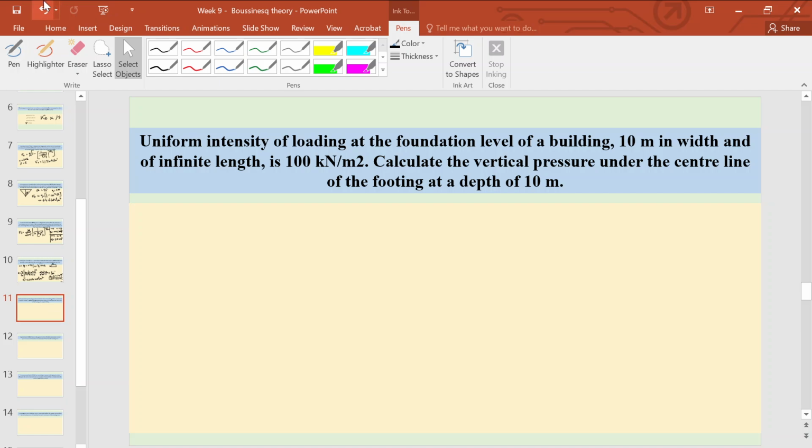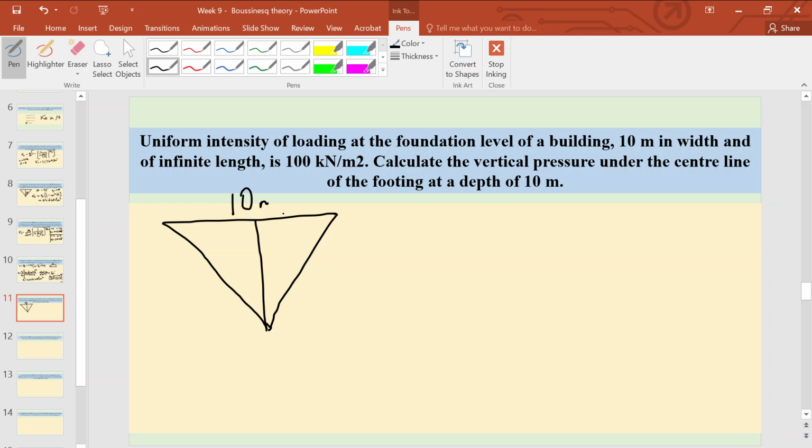Okay, so this one was the infinite length line load. How to solve it? So this is the width, the angle subtended at the center. Here total width is 10 meter, so individual is 5 meter, this half is 5 meter. The depth is also 10.